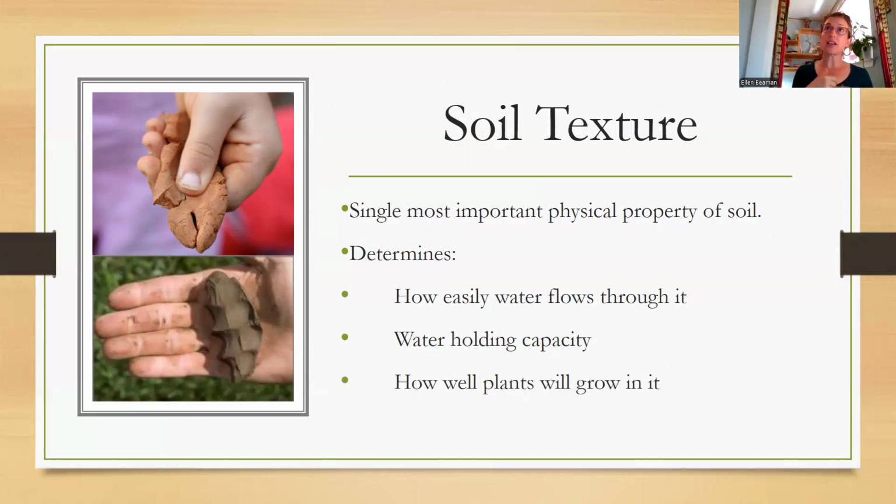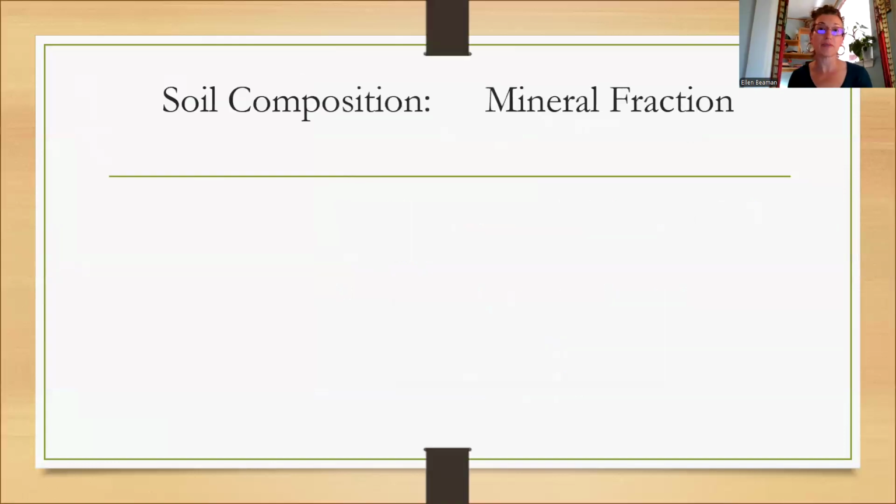So you can start with determining texture of soil by just putting some in your palm, getting it a little bit wet and rubbing it around. It might have a gritty texture. It might have a smooth texture. It might have a sticky texture. All of those different feelings in your hand are clues as to what your soil is composed of.